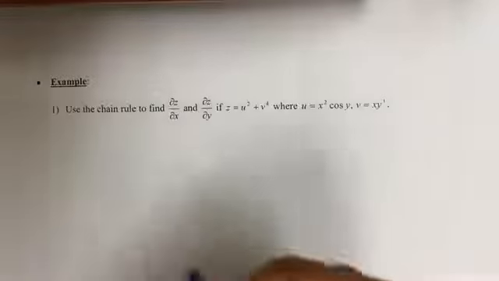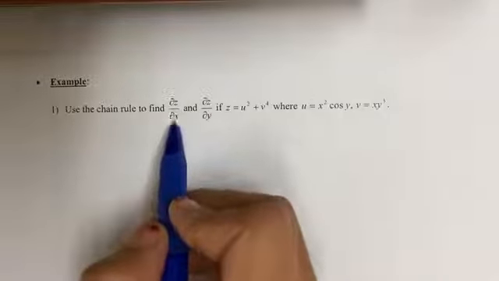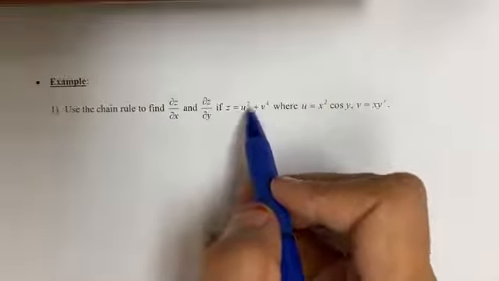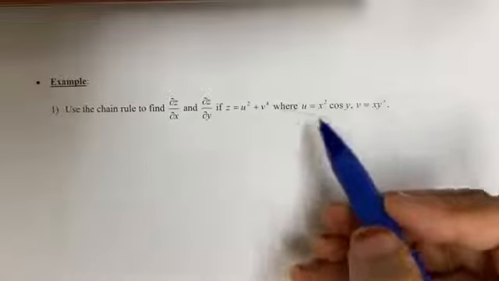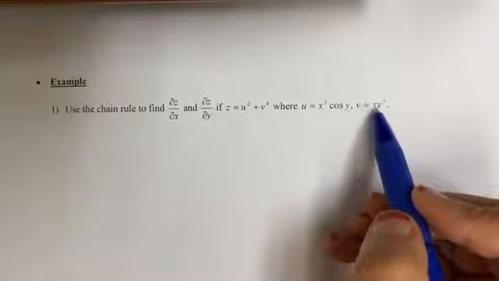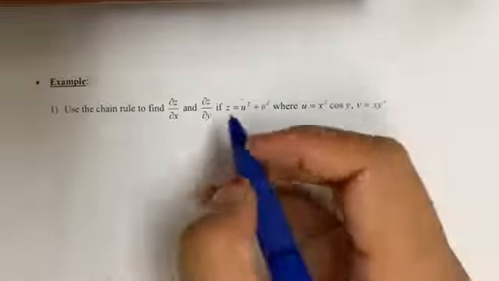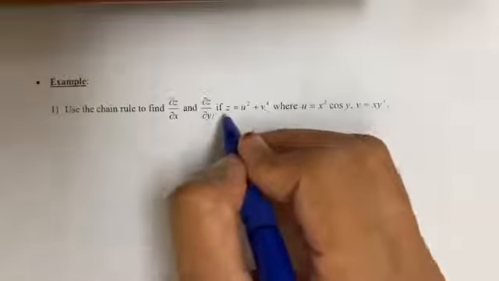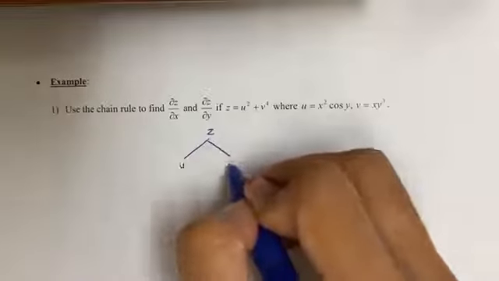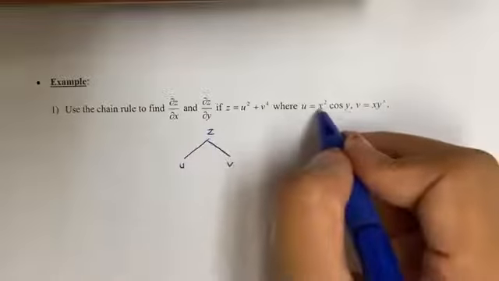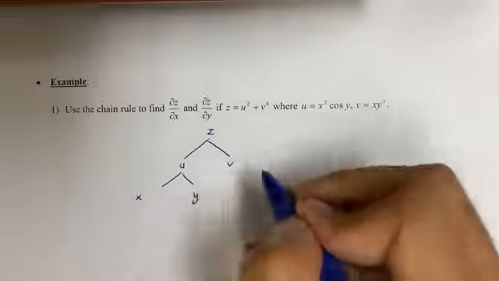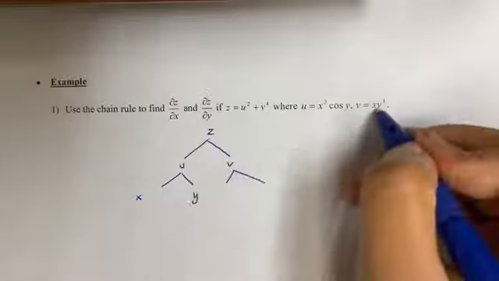The first example: use the chain rule to find ∂z/∂x and ∂z/∂y if z equals u² plus v⁴, where u equals x² cos y and v equals xy³. So for the chain rule, z is a function of u and v, and then you have x and y here for u. Then for v, you have x, y.